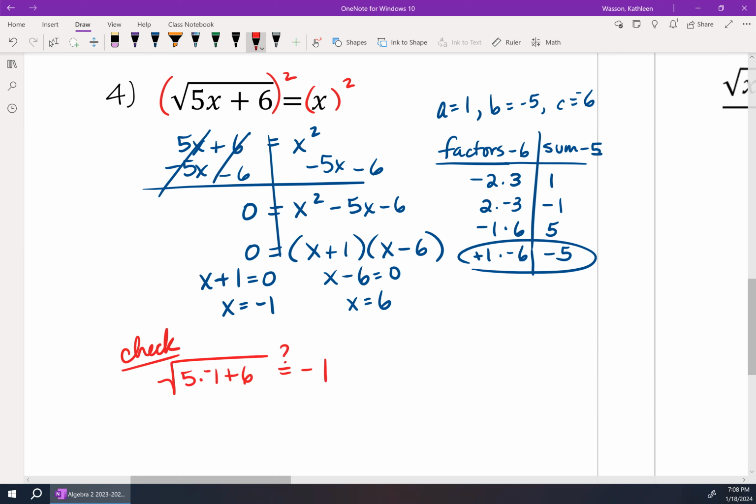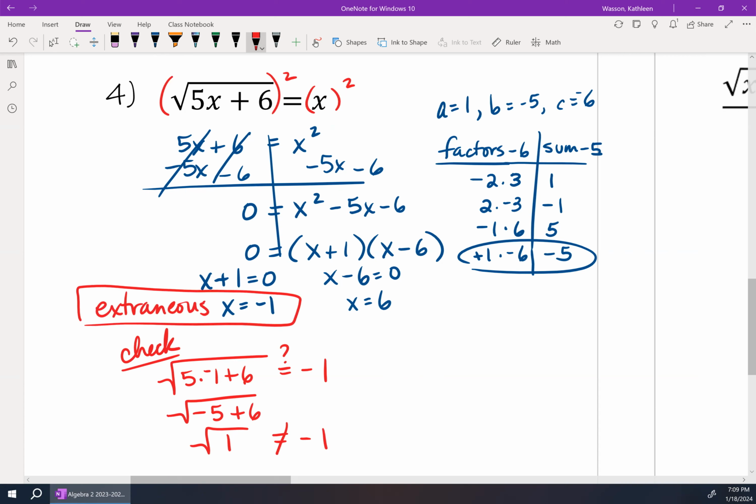I substitute x twice. To the left, I have square root of -5 plus 6, which is square root of 1. Square root of 1 is 1, so it's not equal to -1. My x is -1. This is an extraneous solution, because when I substitute and check, it doesn't work out.